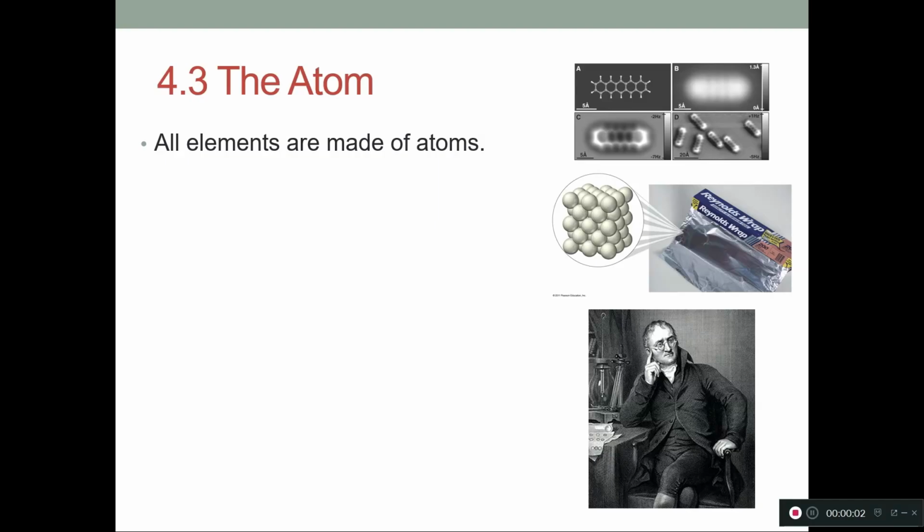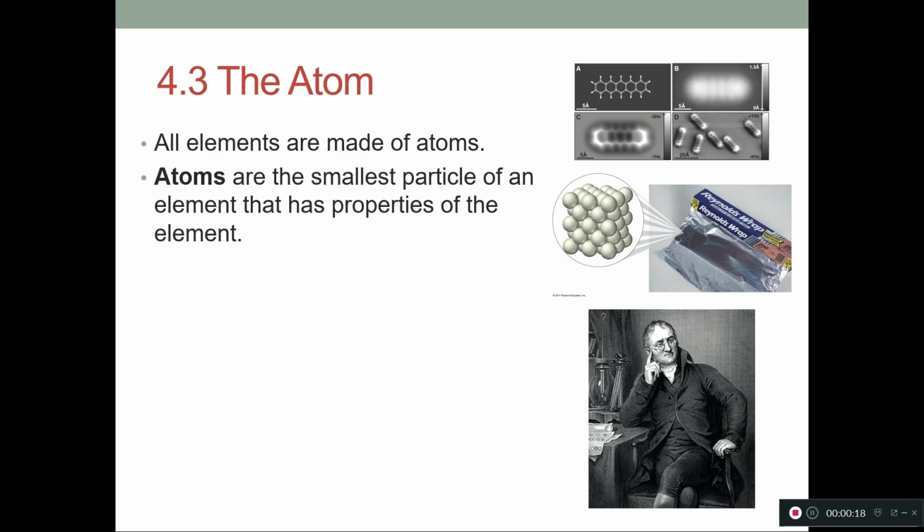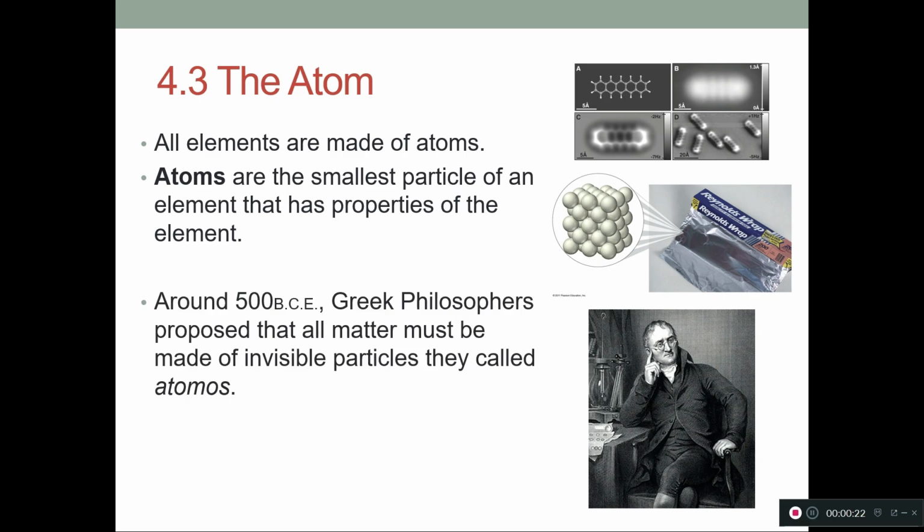In this video, I'm going to start talking about the atom. So remember, all elements are made of atoms. There are no elements made out of just electrons, for instance. Atoms are the smallest unit of what the elements are made out of. These are the smallest particles that have the properties of the element. This was first put forward by the Greek philosophers who called these atomos, which just means indivisible.